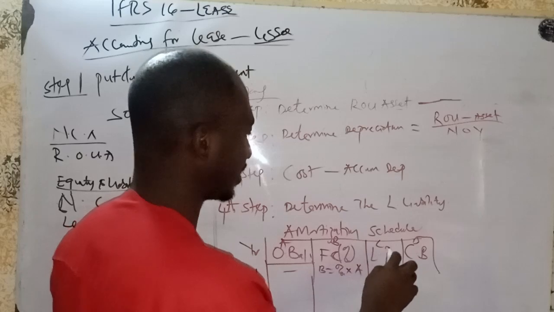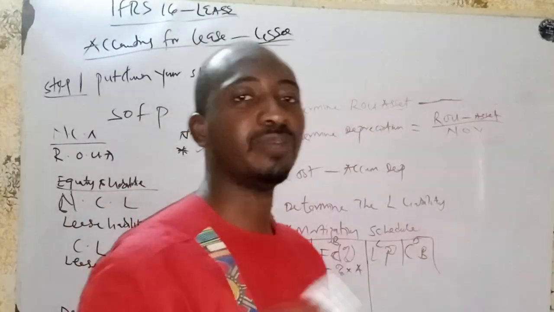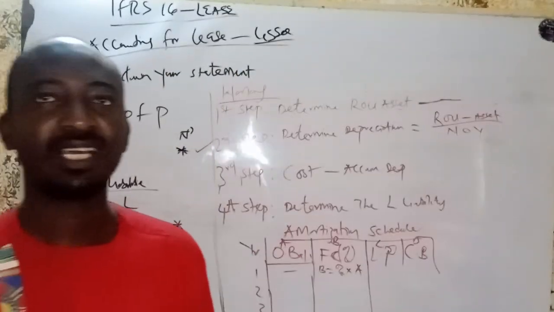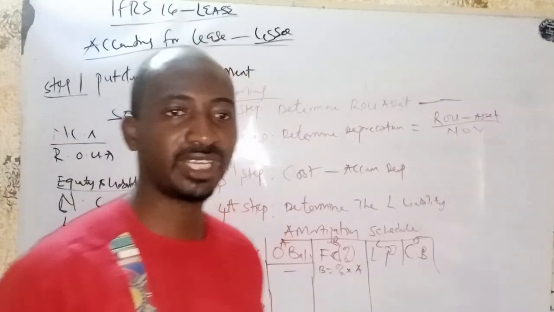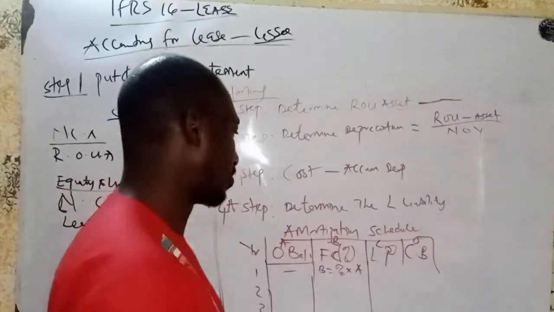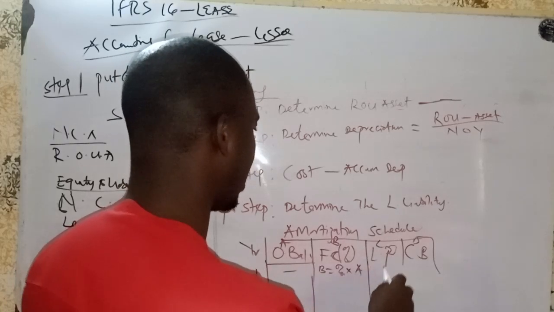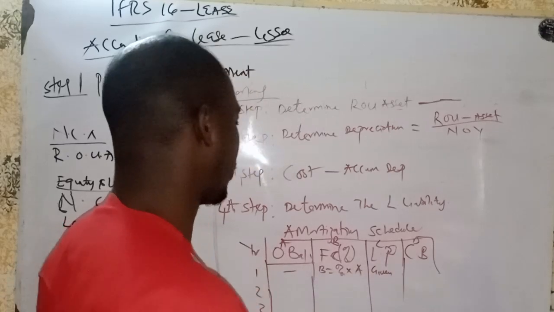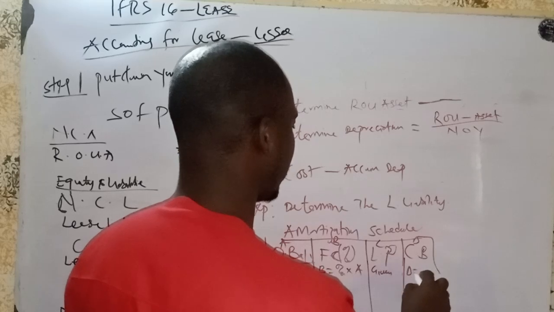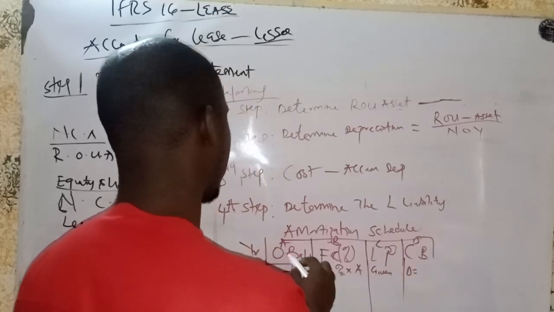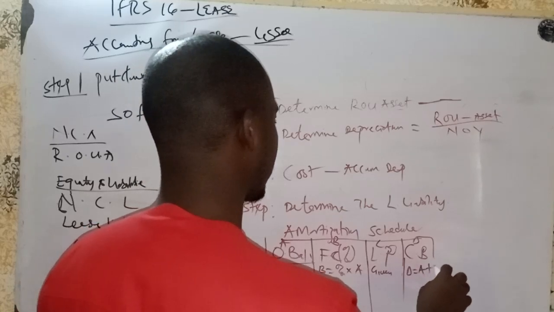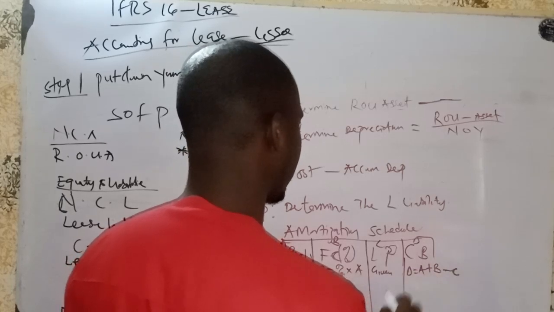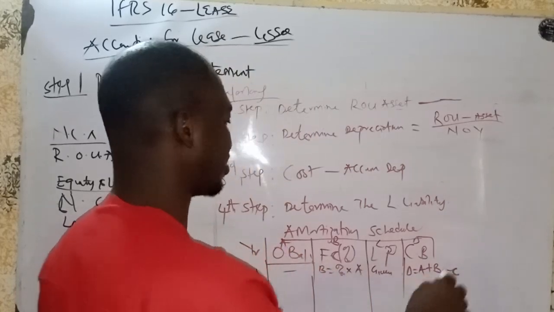Then the lease payment will always be given. They will tell you the payment is 100,000 naira every year, or 50,000 naira every year. Whatever they tell you, we will put it there. So C will always be given. Then your closing balance, D, will be equal to A plus B minus C. That's what will give you your closing balance. It's very simple. This is how simple it is.